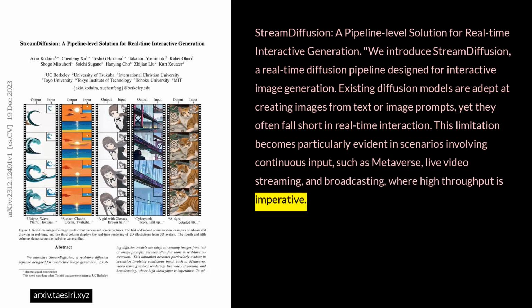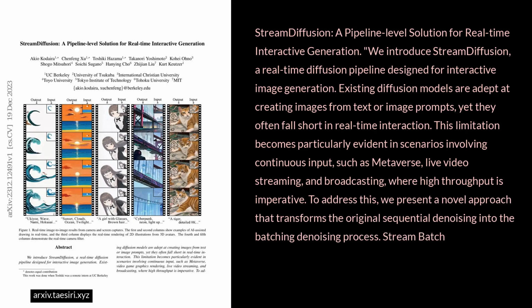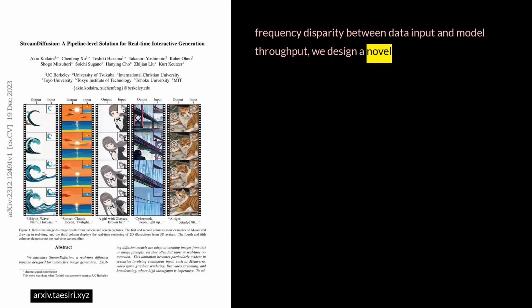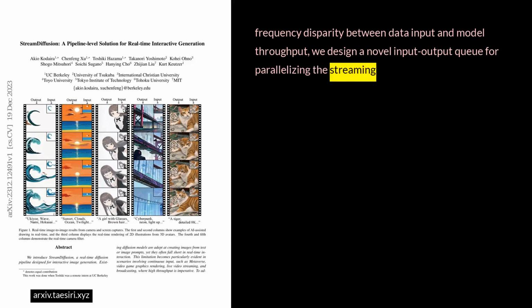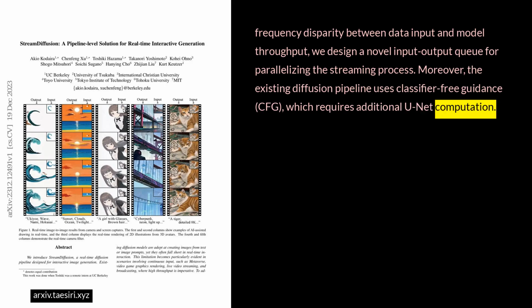high throughput is imperative. To address this, we present a novel approach that transforms the original sequential denoising into the batching denoising process. StreamBatch eliminates the conventional wait and interact approach and enables fluid and high-throughput streams. To handle the frequency disparity between data input and model throughput, we design a novel input-output queue for parallelizing the streaming process.